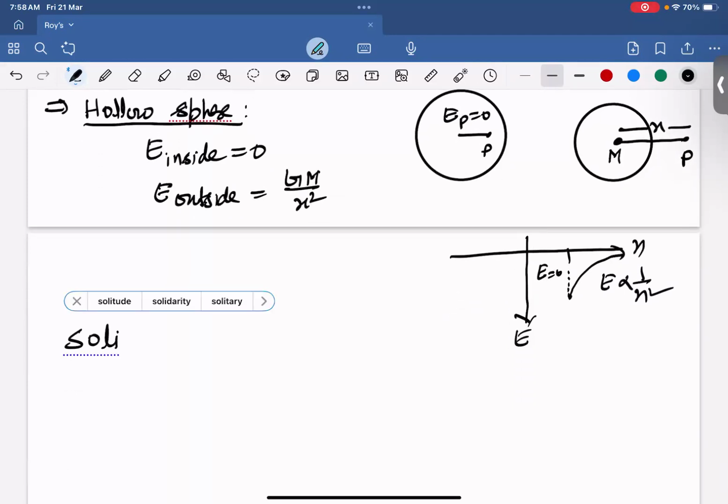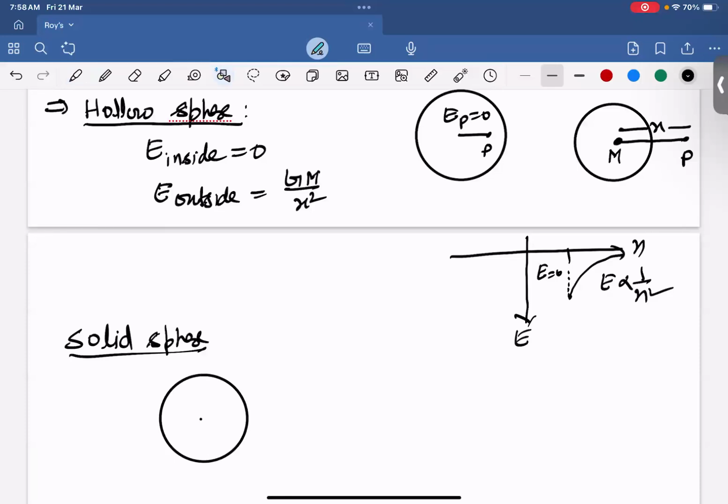Then we can take solid sphere. In solid sphere, if you are taking inside point, any point, let's suppose I have this radius, you can take as capital R, mass is M, and I take some point here, let's suppose P.